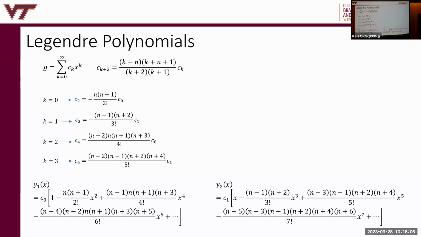c2 is, so k equal to 0 gets rid of all of these k's. You get minus, and you get n plus 1. You get 2 times 1, which is 2 factorial, into c0. All right? Then you can do k equals 1, 2, 3. And what we find is that everything depends on c0 or c1. So there's an even and an odd series. Good.